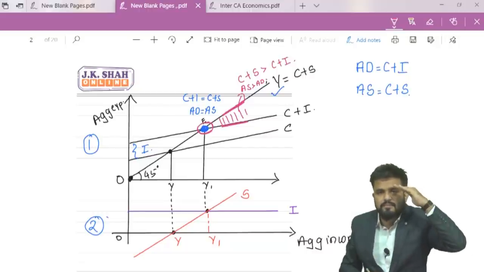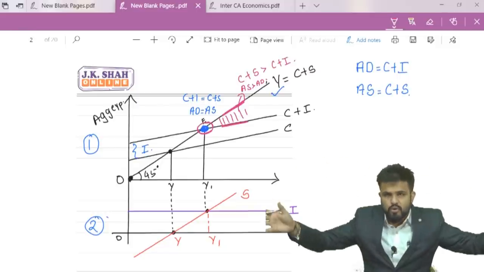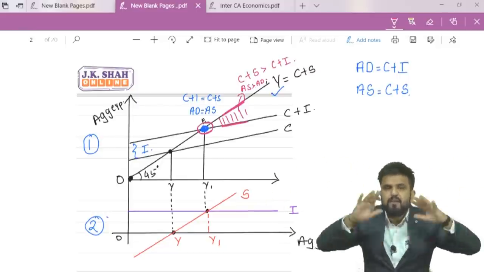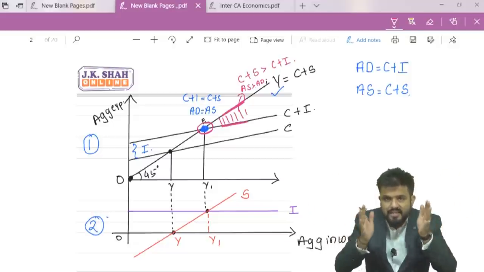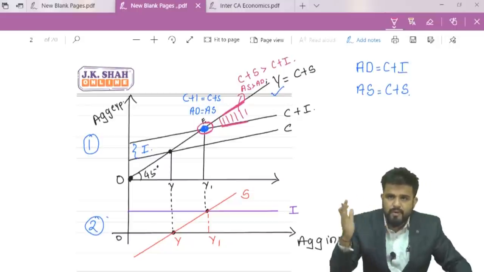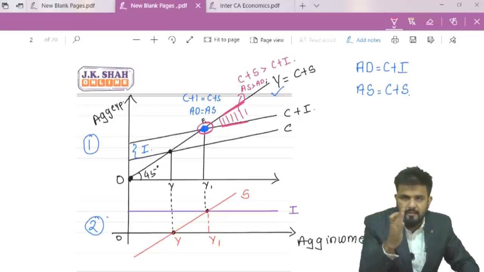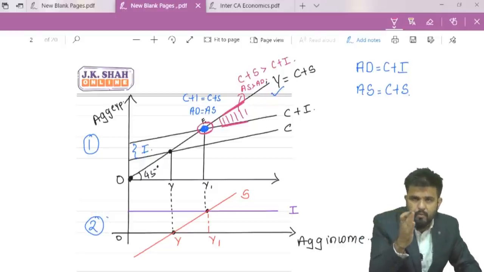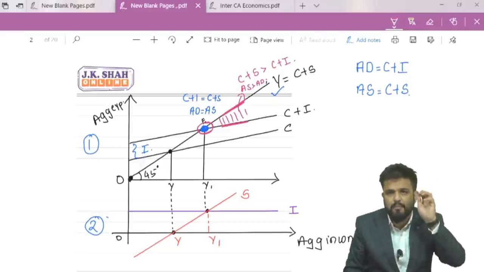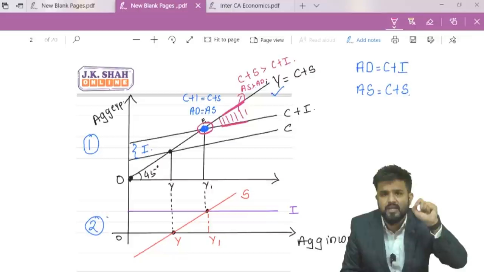Can I say C plus S is more than C plus I? That is, aggregate supply is more than aggregate demand. If there are more goods, more supply, more sellers, but if there are fewer customers, then what will happen to the output? What do we need to do with employment? We need to reduce output, employment, income will go backwards and we will stop at point E, because E is the point where C plus I is equal to C plus S.